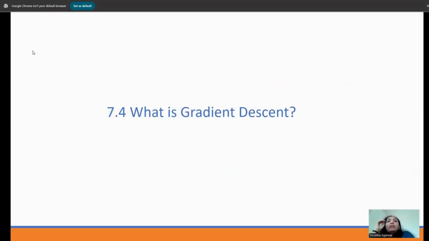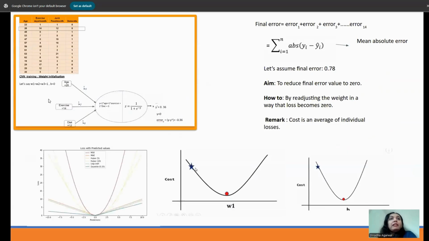So we are coming to the last concept for the day. That is, what is gradient descent? Very good. And just the last thing, and we are good with today's lecture. And tomorrow we'll do the code.